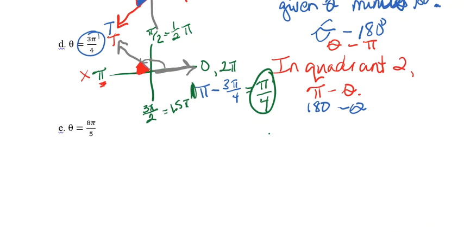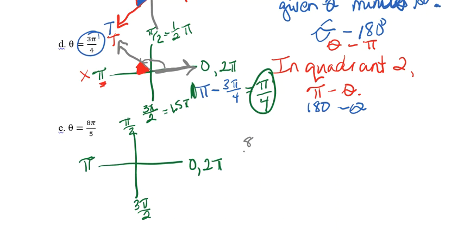E, 8 pi over 5, we're again in radians. Still using 0, pi over 2, pi, 3 pi over 2, back to 2 pi. I want to show you this in terms of decimals because I know that might be easier for some people. If we think of 8 divided by 5, that's 1.6. So this term is 1.6 pi. Half of a pi is 0.5 pi. 3 pi over 2 is 1.5 pi.